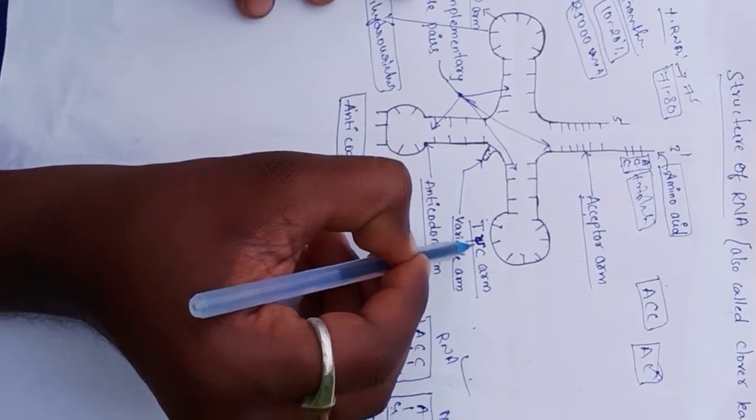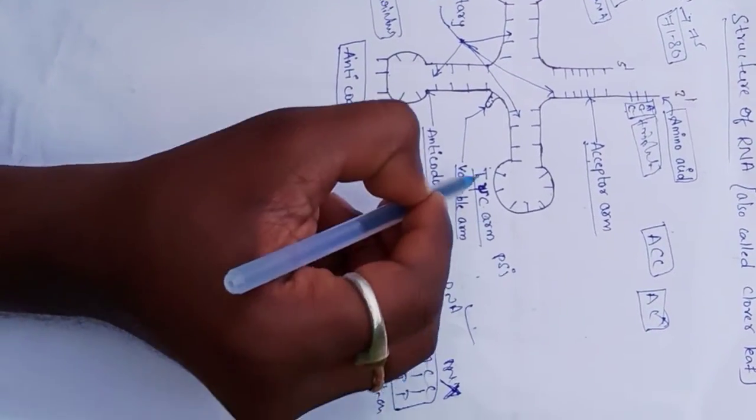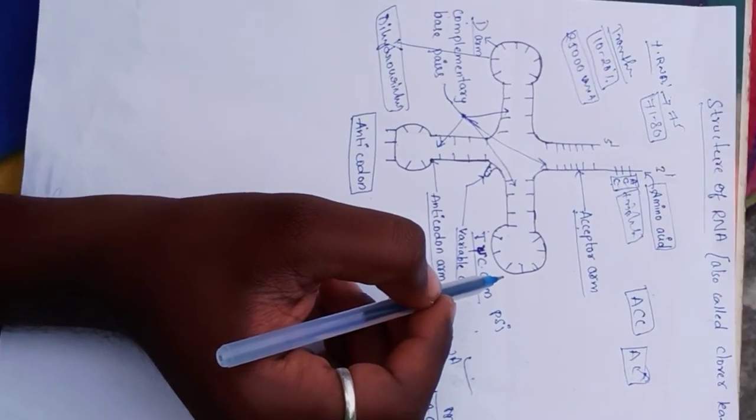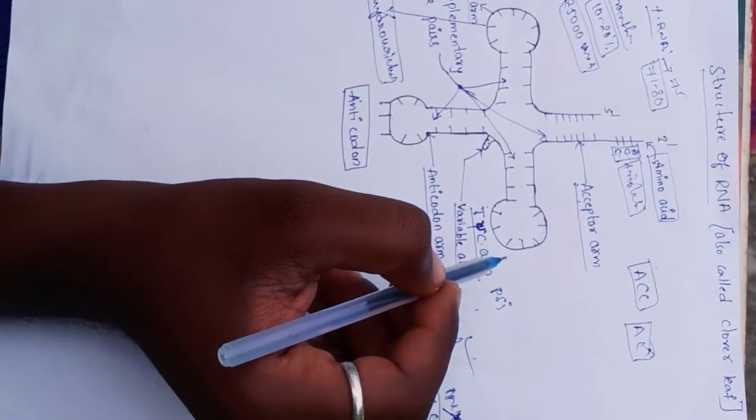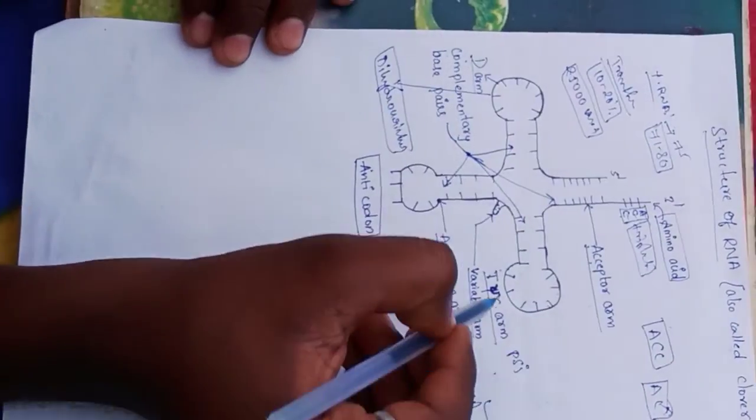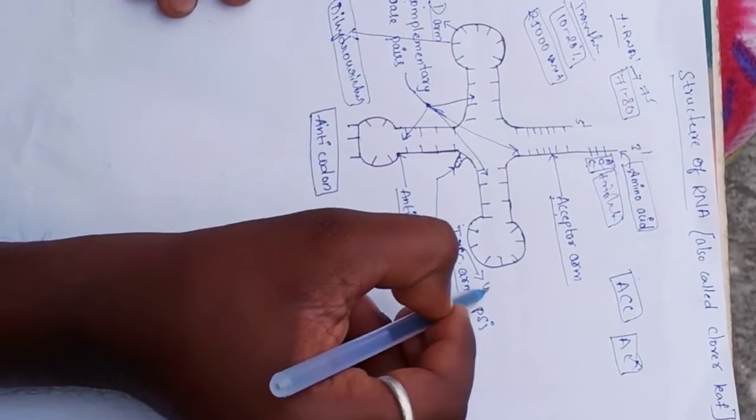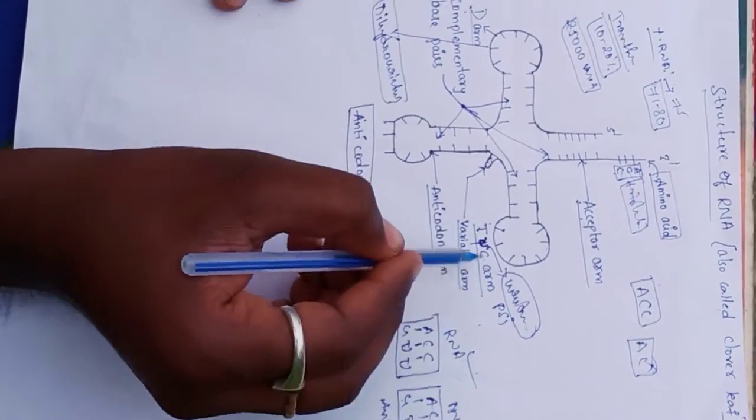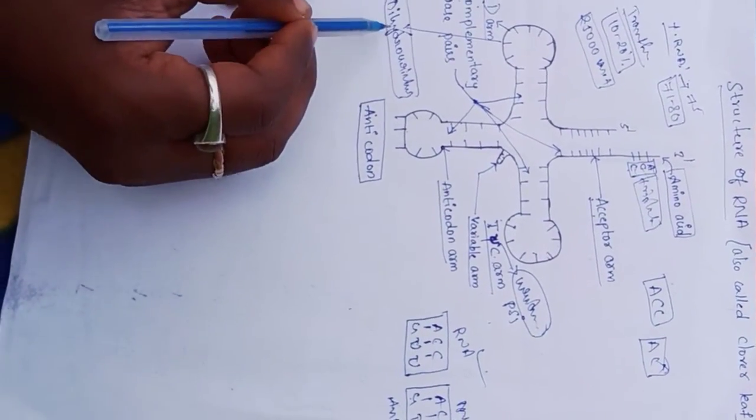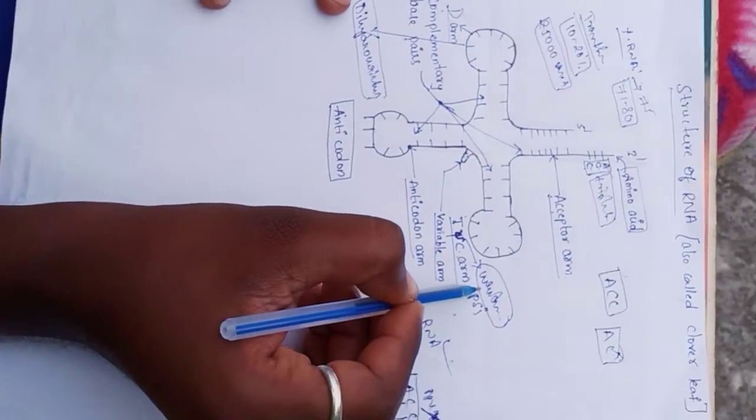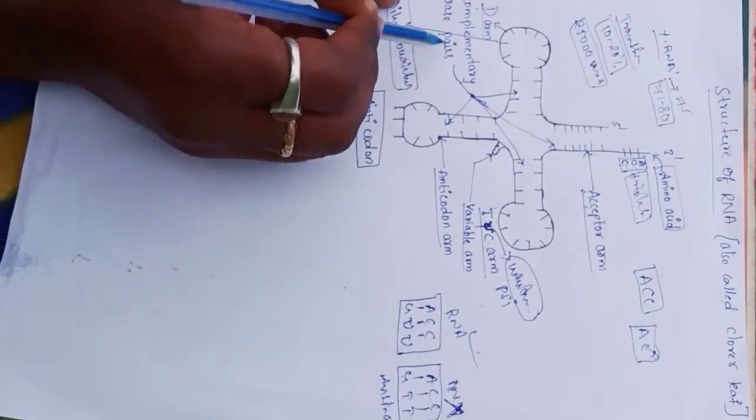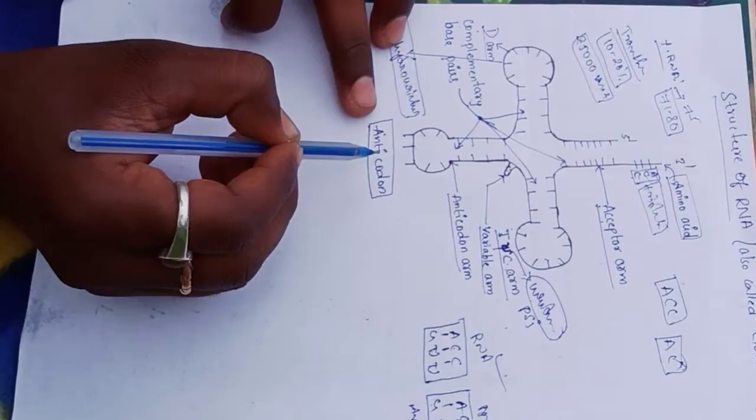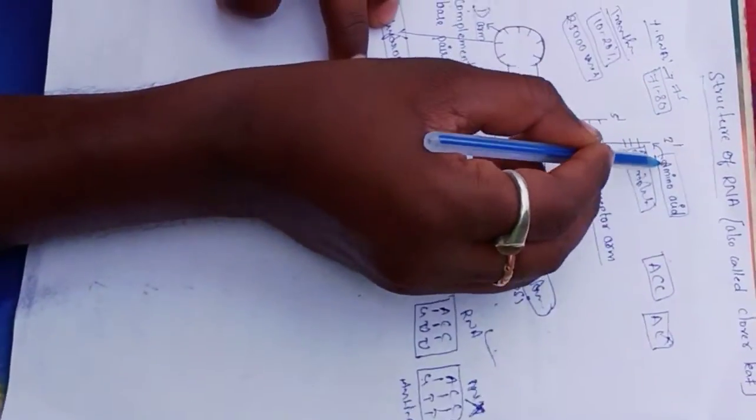The next one, T psi C. The thymine psi cytosine arm contains the sequence of T and psi. The psi is nothing like that. Uridine is present here. Uracil or uridine is present here. D is nothing like that. It contains the dihydrouridine. Here only uridine is present. It contains the complementary base pairs, while the other has no complementary base pairs. The anticodon arm contains the anticodon. Then the acceptor arm contains the ACC and amino acids.